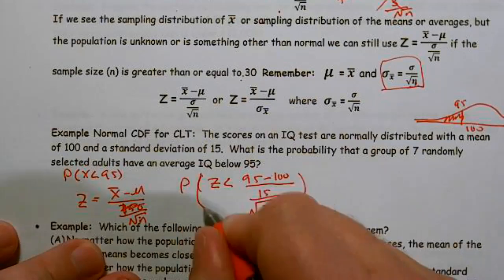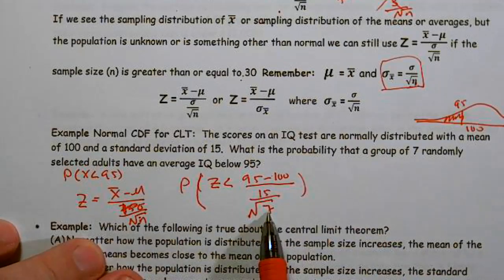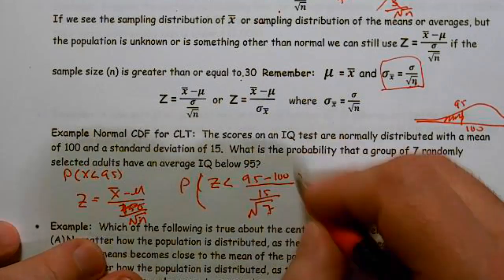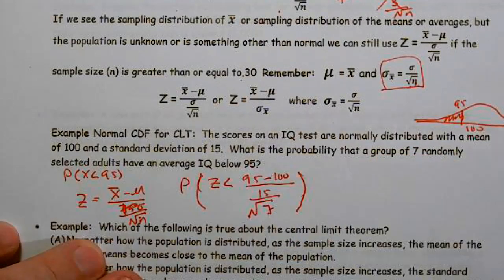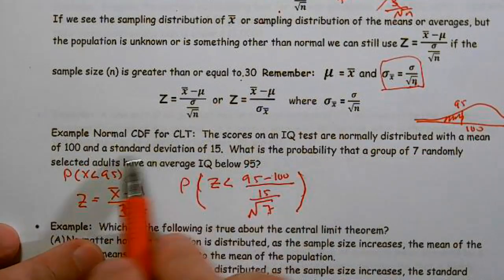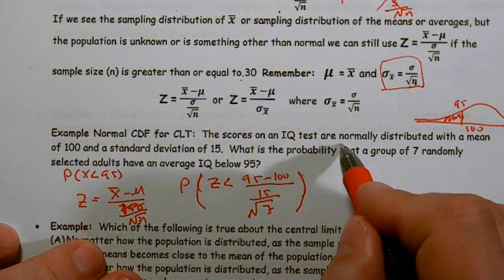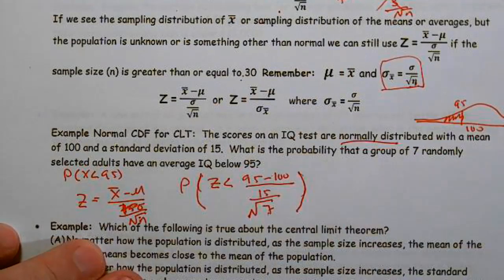You're like, well, wait a second, Mr. Spencer. We can't do that because our sample size is less than 30. And you would be right, except for the fact that they already told us it was normal. If it's normal, you're good to go with any sample size. So we're good to go with this.